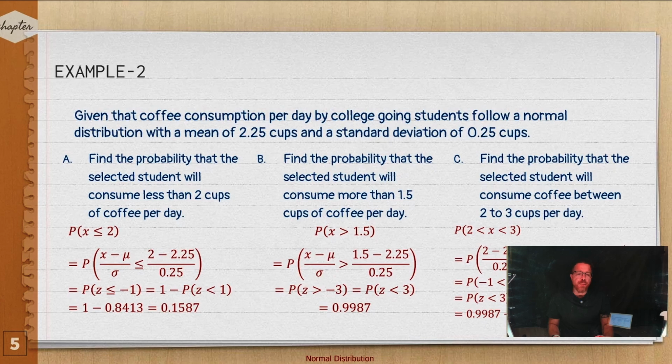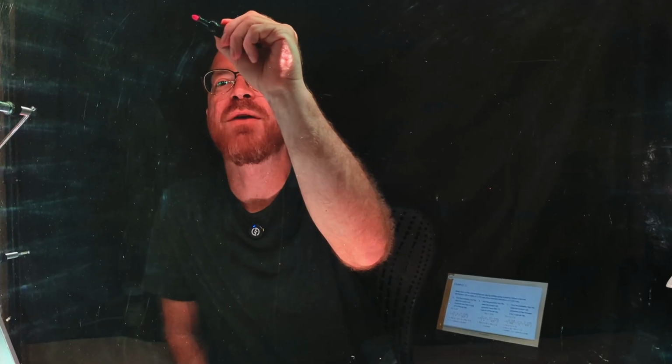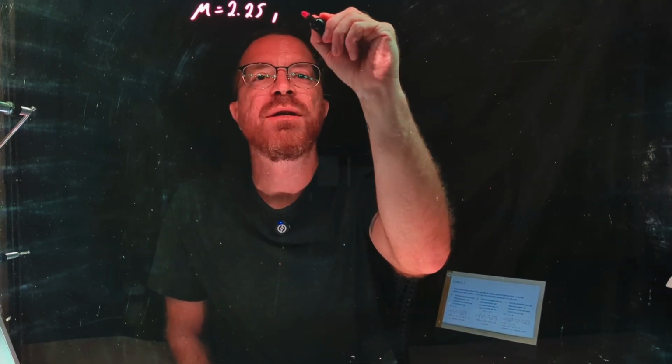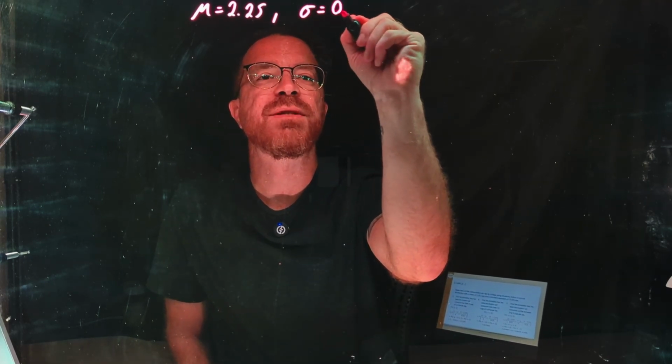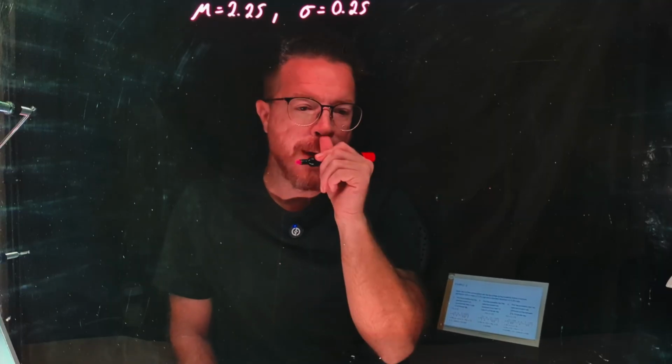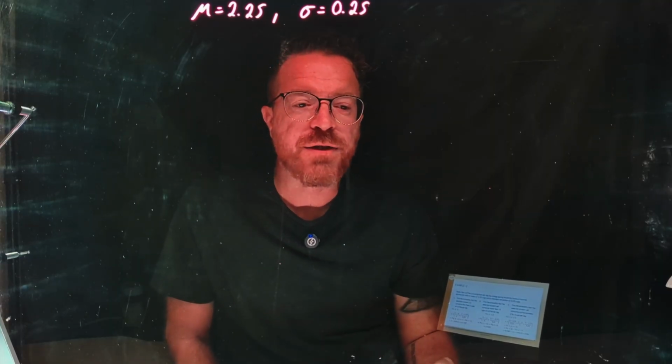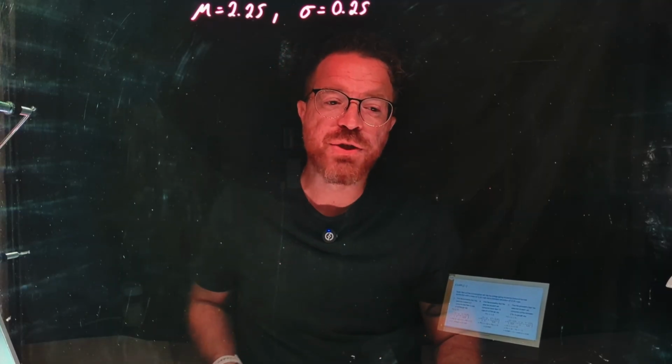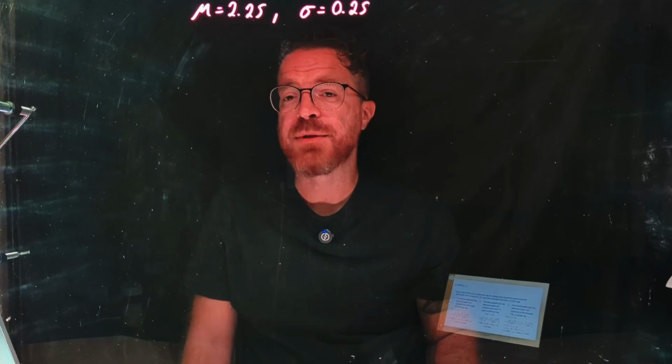Let's go to another example. Given that the coffee consumption per day by college-going students follows a normal distribution with a mean of 2.25 cups of coffee, so we have mu equals 2.25, and a standard deviation of sigma equals 0.25. The first problem asks us to find the probability a selected student will consume less than 2 cups of coffee.